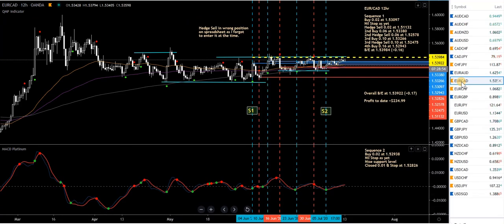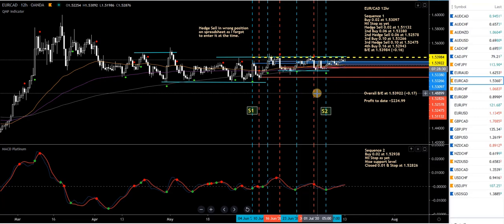EURCHF. All right. In sequence 1, did nothing. What do I do here? Oh yeah, sequence 2 was actually here. I've had to change it. Sequence 2 was here, and that was sequence 3. So that was a buy, sell, second buy. We went through the break-even levels. So I've closed all of sequence 2.